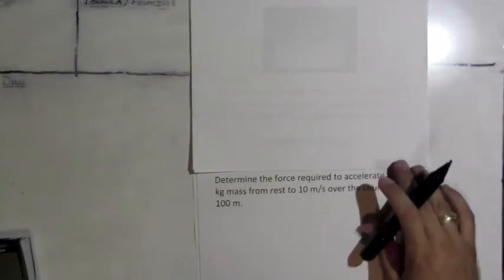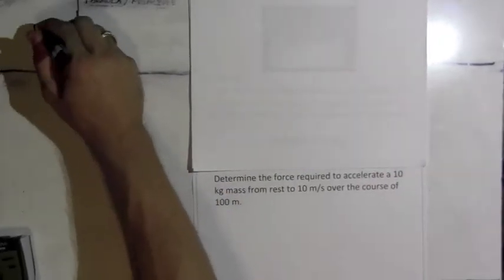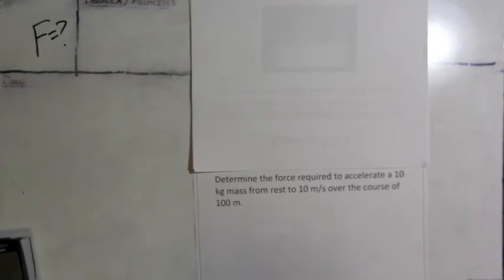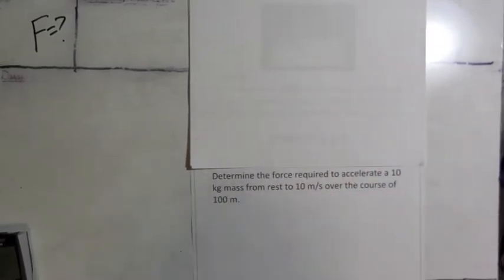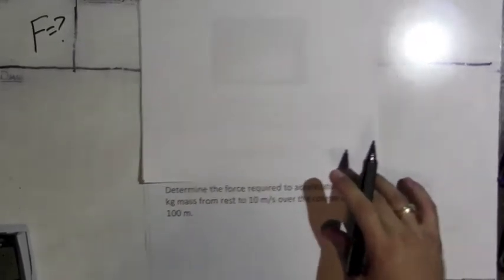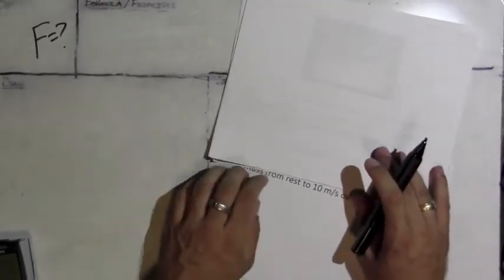Alright, this question says determine the force, so we know we're looking for F, that is required to accelerate a 10 kilogram mass from rest to 10 meters per second over the course of 100 meters. Now, we actually did some very similar questions to this when we were talking about dynamics. So you can actually solve this multiple ways.